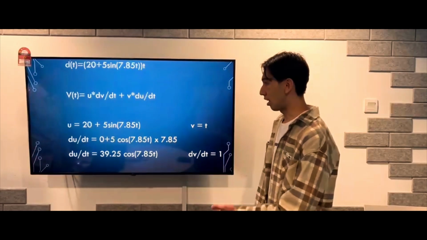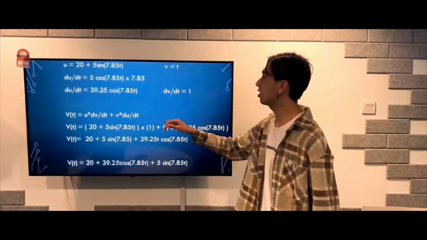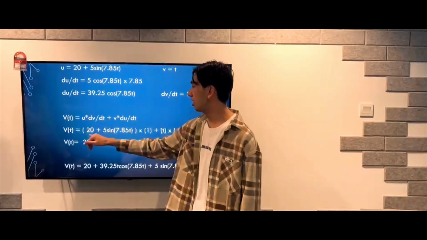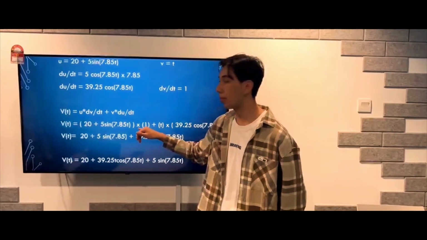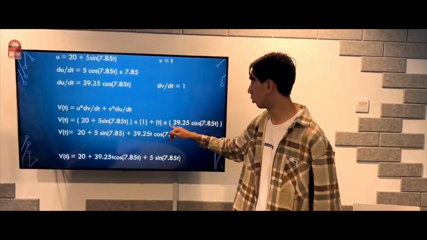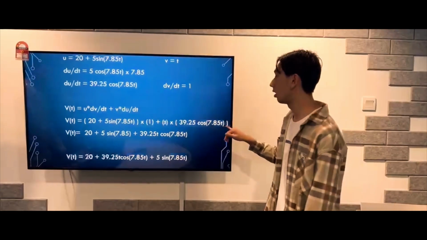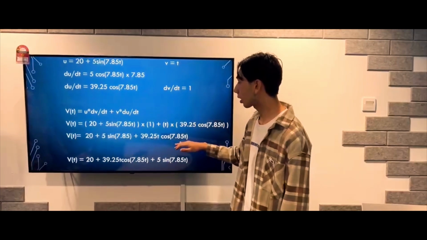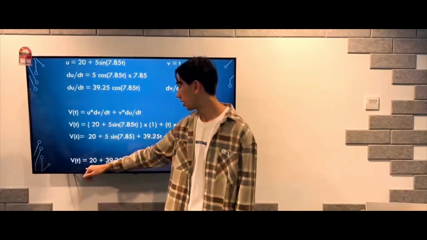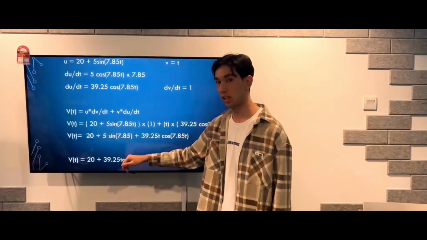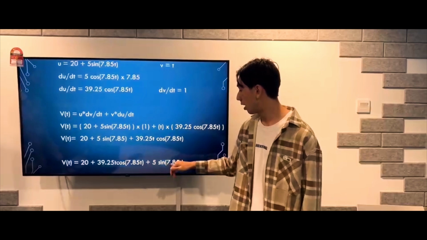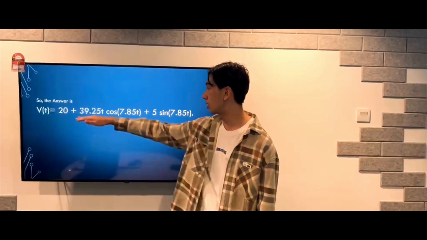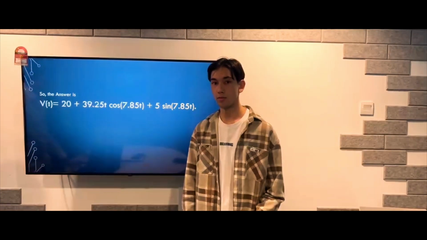So after finding our terms, we need just to substitute them into our product rule. So u is 20 plus 5 sin 7.85t, multiplied by 1, plus t times 39.25 cos 7.85t. The next step, we multiply it and get this equation. So our final answer is 20 plus 39.25t cos 7.85t plus 5 sin 7.85t. So the velocity of the blood flow is here. Thank you.